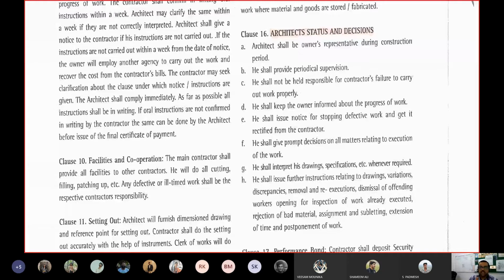Next, he shall give prompt decision on all matters relating to execution of the work. So while execution of the work, he is supposed to take prompt action. That means on the spot, he can give his decision. That scope is kept open. It will not take too much time to go through the whole tendering process and contract process again to do small modifications during execution of the work.